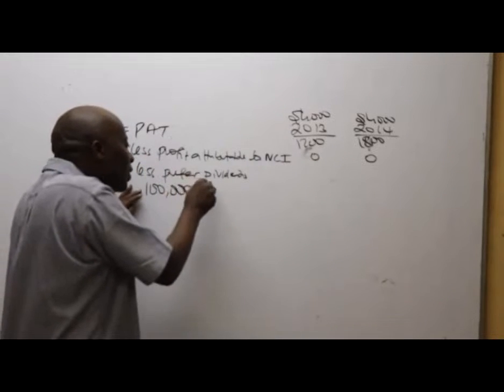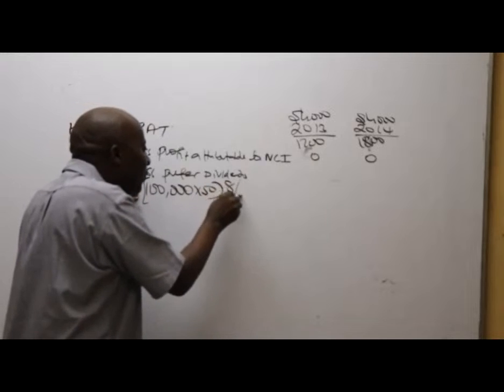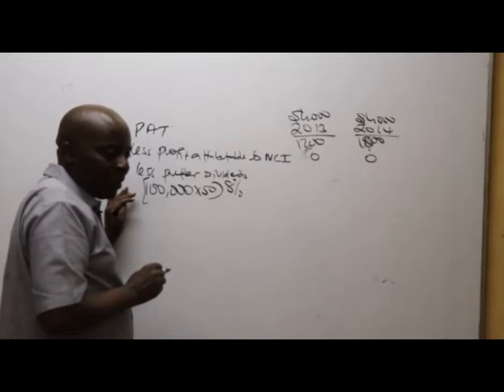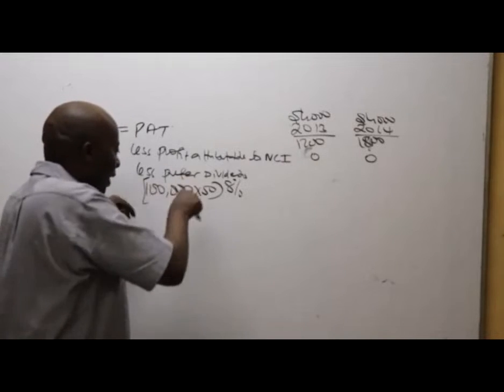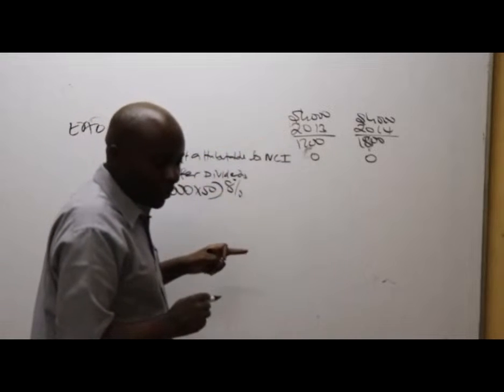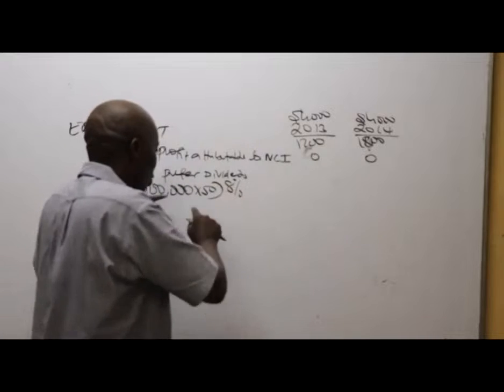So once I have this total preference share capital, I'll only take my dividend percentage, which is 8. 8% of the 5 million. My figures are in shillings thousands. So in this case here, what is 8% of the 5 million?